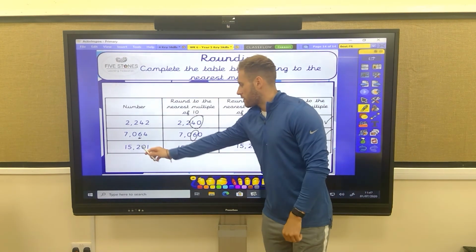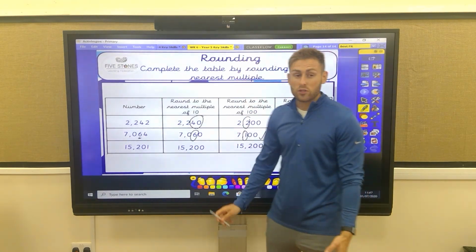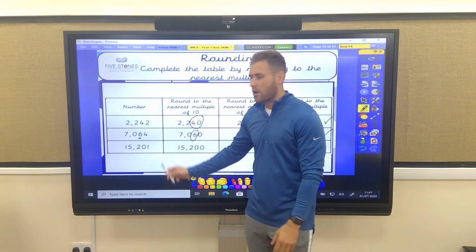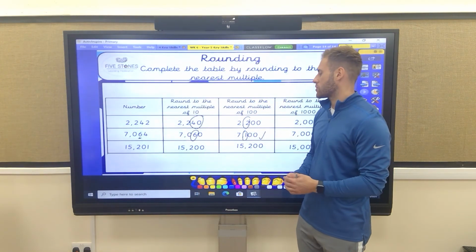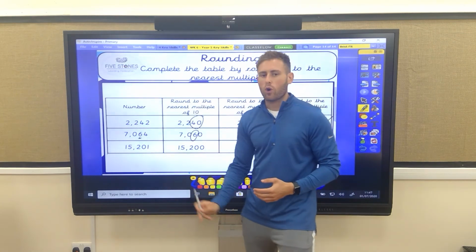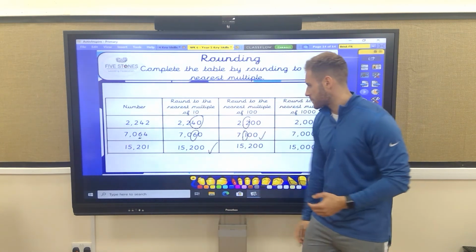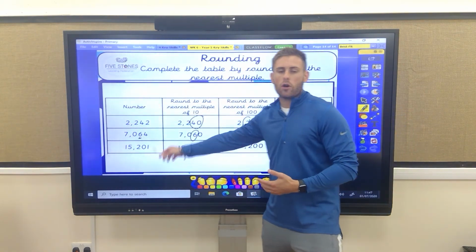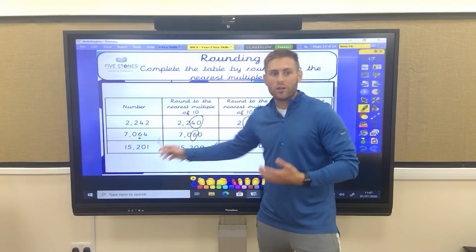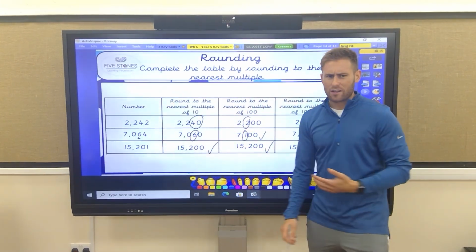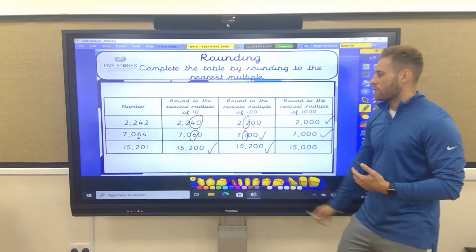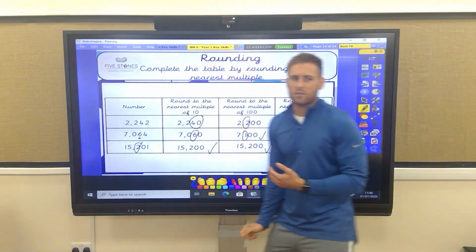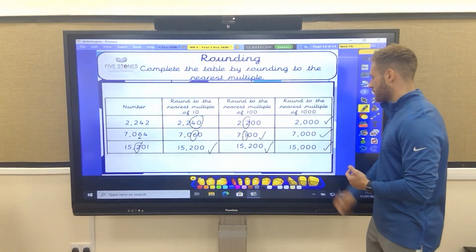Then finally, 15,201. The multiples of 10 we're working with is either just 15,200 with no 10s there, or with one 10, 15,210. However, with only having one, we know we're closest to 200. Then round to the nearest 100, 15,200 or 300. 201, no 10s again, tells us we're really close to 200. And then from 15,000 to 16,000, the 200, the low number of 2, tells us we round down to 15,000.